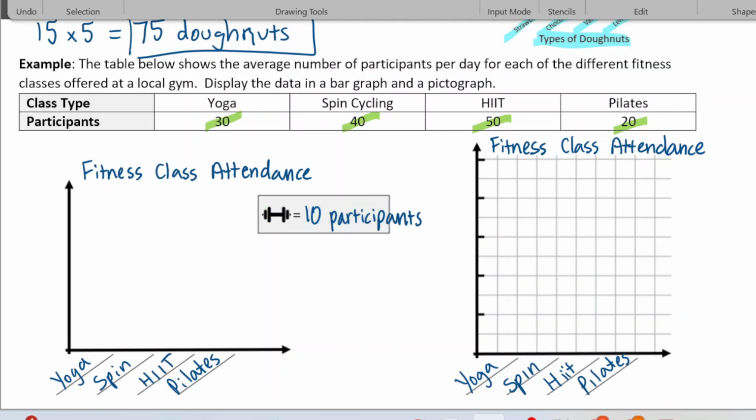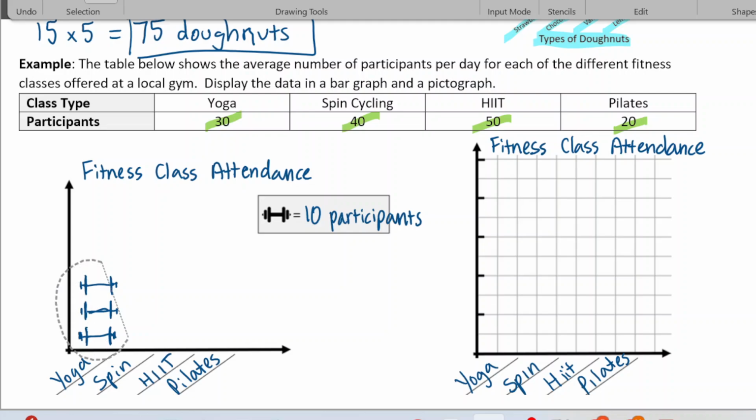So yoga had 30 participants. So I'm just going to draw 30 of these dumbbells. Actually, I'm going to draw that better. Now, one thing that's really important is to keep the sizing consistent. So I'm going to try my best to do that. So I'm going to do 3 dumbbells. 1, 2, 3. Okay. For spin, we had 40.